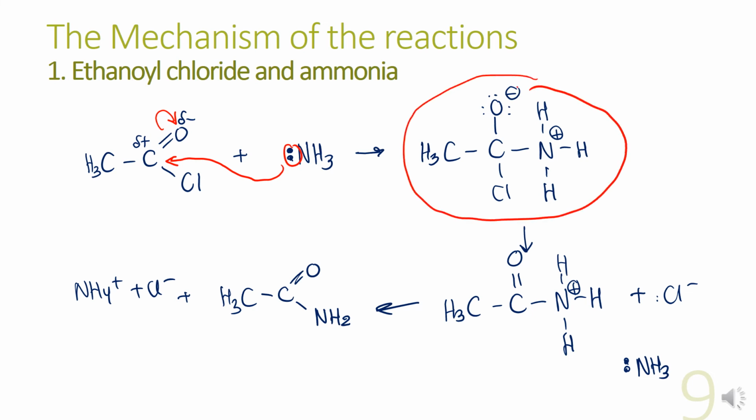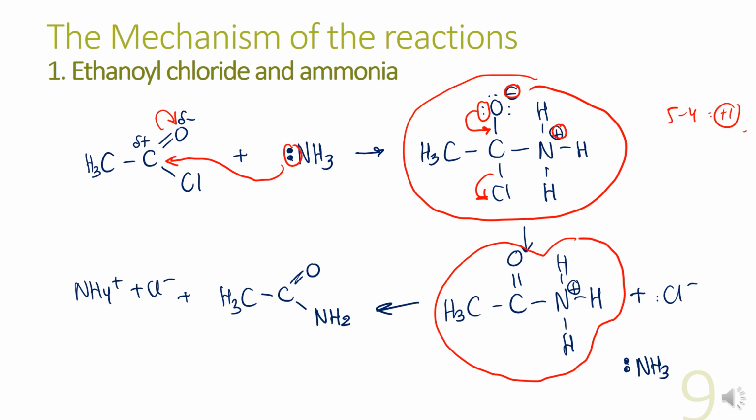The oxygen bears the negative charge, and the nitrogen bears a positive charge, right? Because nitrogen should have 3 bonds, but now it has 4 bonds. So 5 minus 4 is positive 1. So you have positive 1 on the nitrogen atom. Okay, and then this lone pair will go back to form the double bond and expel the chloride ion. Oh, yes, chloride ion. Right, so you got another transition product.